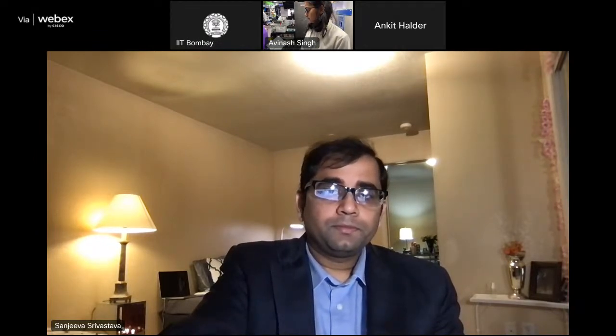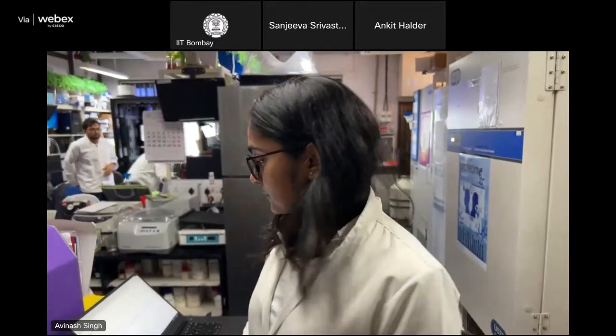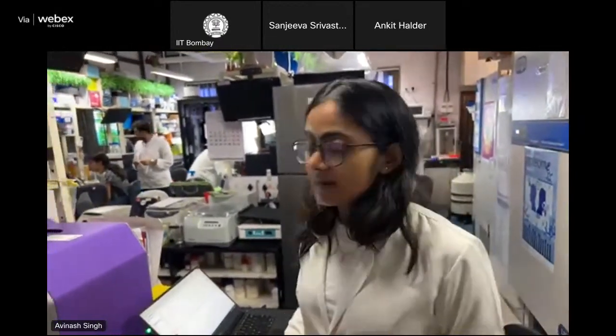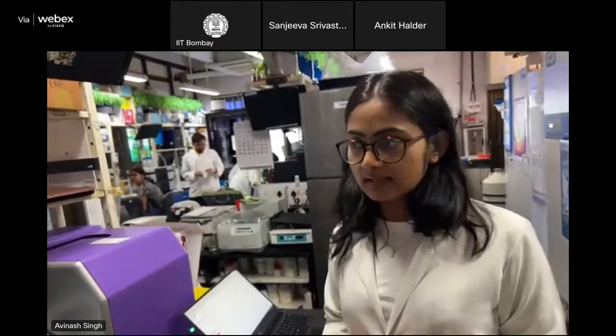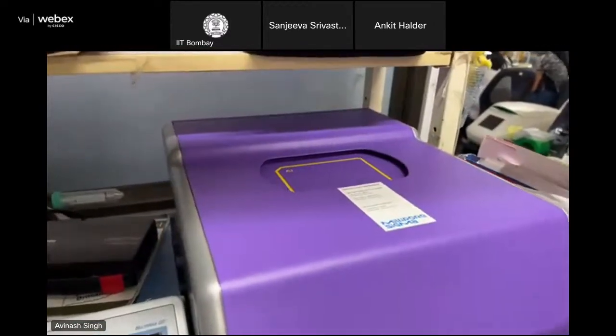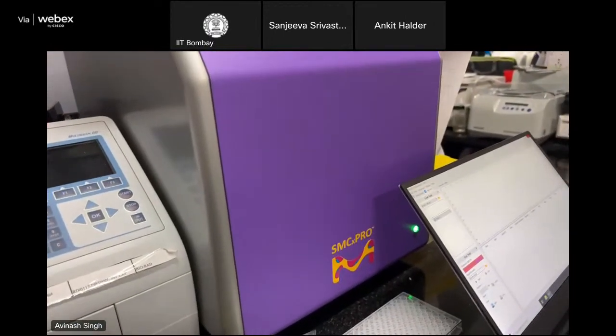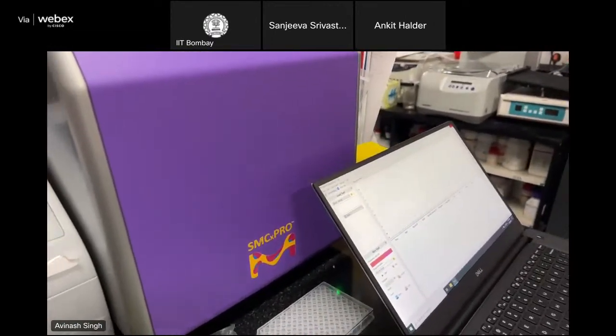Giving you a brief introduction about an instrument that we have, that is the SMC Pro, single molecule counting. As Professor Sanjeeva mentioned, now that we have identified some proteins or molecules that we might want to quantify in actual clinical samples, for example serum or any other sample, this particular instrument has very high sensitivity. That is, it can measure these proteins at femtogram levels.